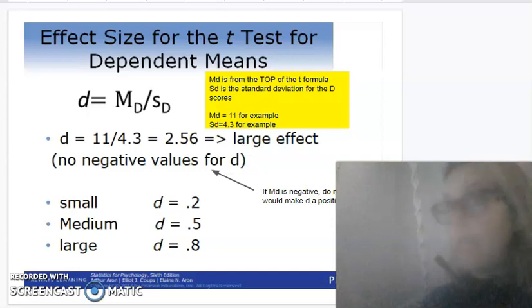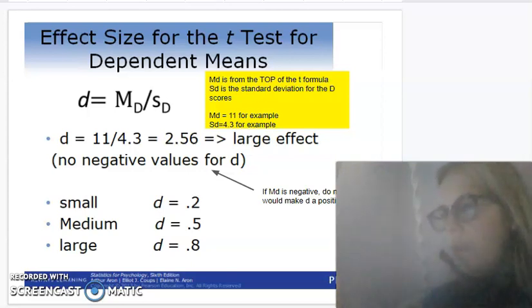Again, if a d is less than 0.2, there's no effect. Once it's at 0.2, it's small. Once it's at 0.5, it's medium. Once it's at 0.8, it's large. When we think about d, also don't worry about negatives. If you had a negative for the top of your t-test with your mean difference score, you would just ignore the negative.